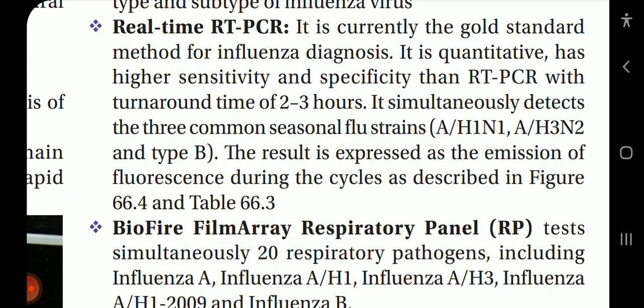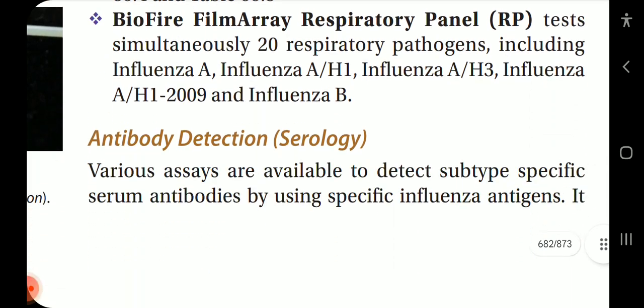So that's it. Real-time PCR is currently the gold standard method for influenza diagnosis. It is quantitative, has higher sensitivity and specificity than RT-PCR, with a turnaround time of 2 to 3 hours. It simultaneously detects the 3 common seasonal flu strains: A/H1N1, A/H3N2, and type B. The result is expressed as the emission of fluorescence during the cycles as described in figures. BioFire Respiratory Panel (RP) test detects simultaneously 20 respiratory pathogens, including influenza A/H1, influenza A/H3, influenza A/H1 2009, and influenza B.